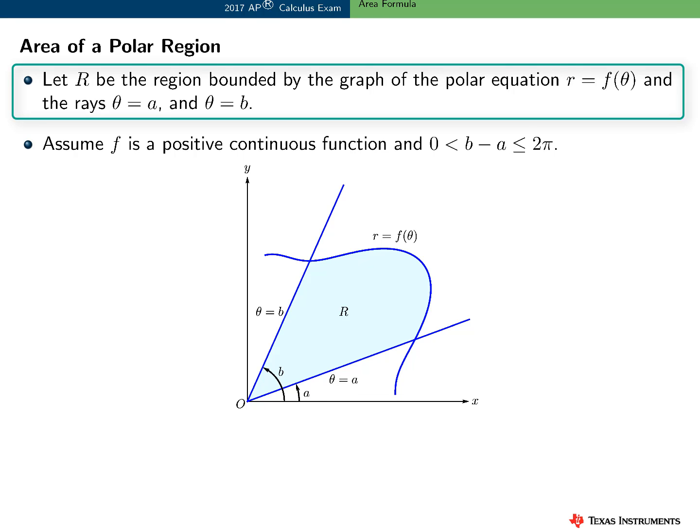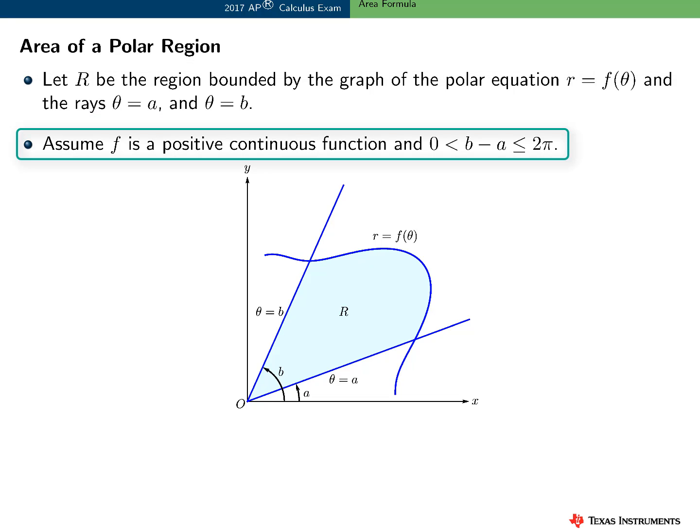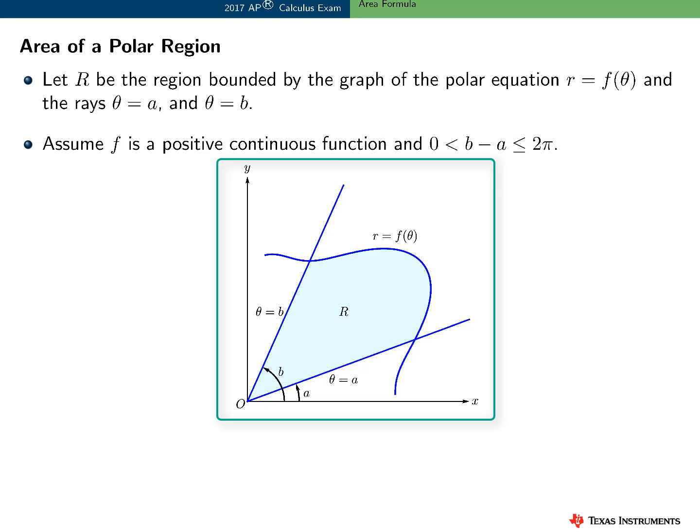Let R be the region bounded by the graph of the polar equation r equals f of theta, and the rays theta equals a and theta equals b. We'll assume that f is a positive continuous function, and that 0 is less than b minus a is less than or equal to 2 pi. So R is the shaded region in this figure.